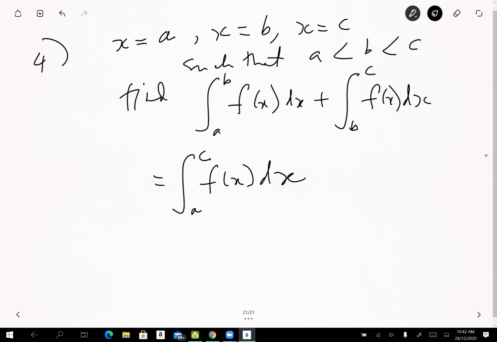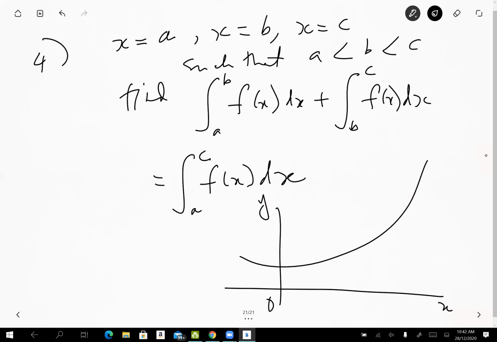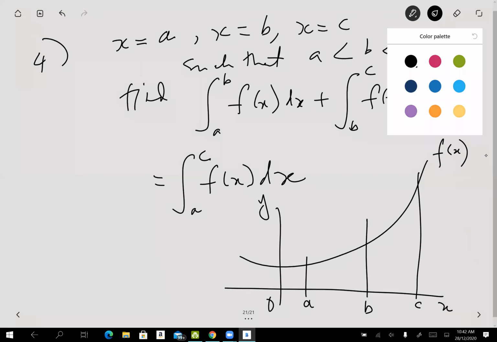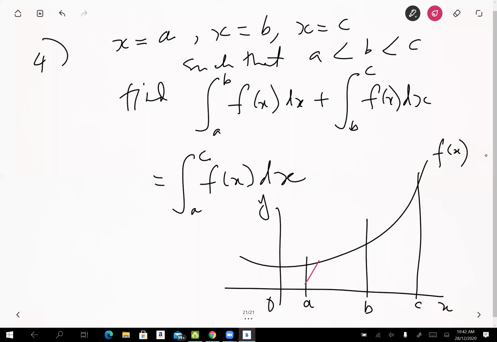So the example is like this, the diagram. I have f of x, say, looking like that, and I want to find the area from A, B, C. You see here, B is in between A and C. So we want to find the area here. You call it area A, and the other area is area B, from here.